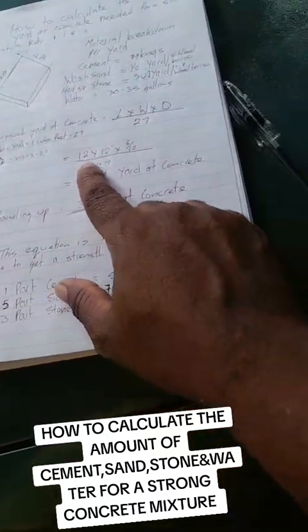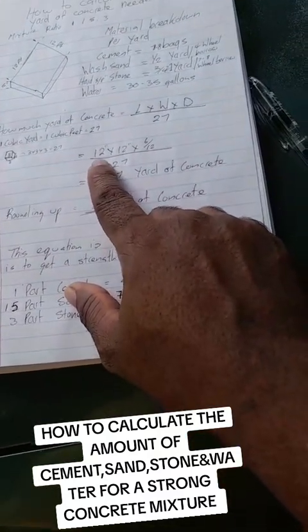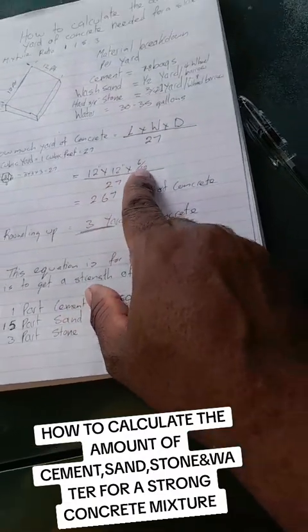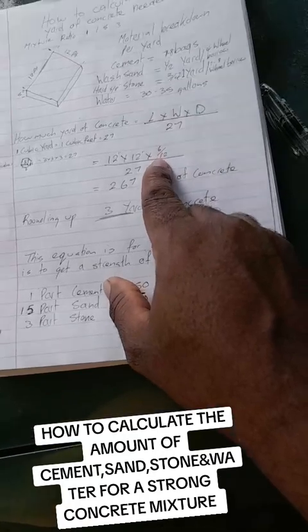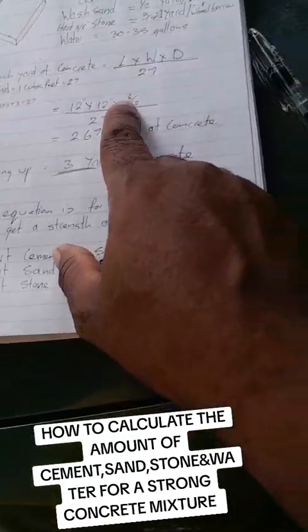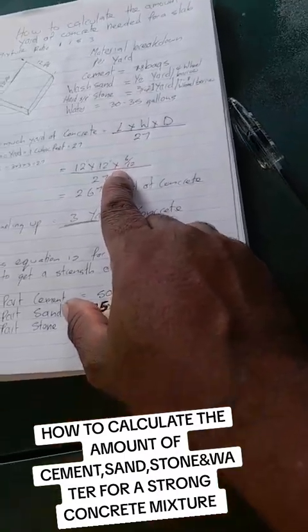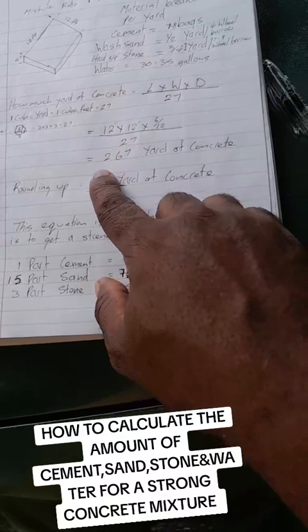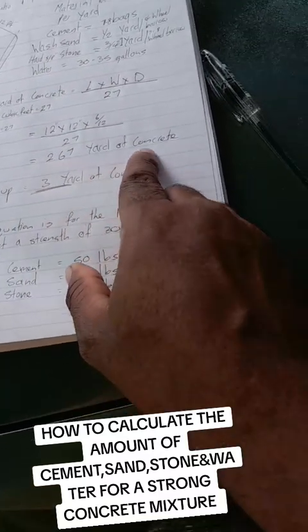So here we're doing the working out. So we have 12 feet times 12 feet times 6 divided by 12. Now why do I use 6 divided by 12? Because it was in inches. Now we want to convert that to feet. So when it's 6 divided by 12, you get 0.5. And you're going to divide all that by 27. And you get 2.67 yards of concrete.